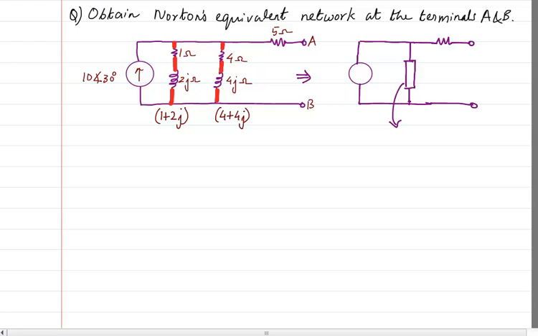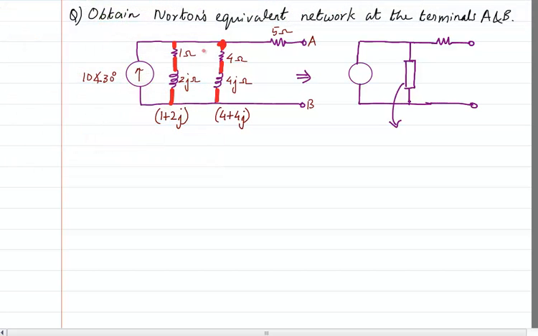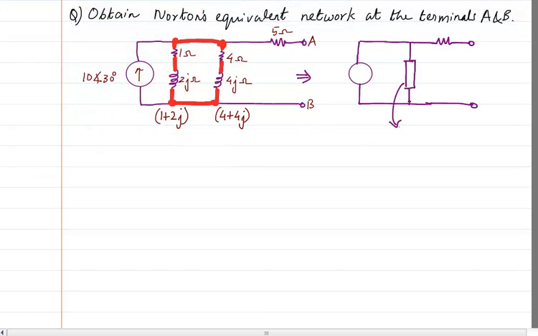Now as you can see, both of these are in parallel. Why? Because as I have already said in previous cases also, this terminal and this terminal are touching each other because there is no other element in between. Similarly, this terminal and this terminal are touching each other. So these two, both of them are in parallel, and I can write them as a parallel value. So here I will write 1 plus 2j parallel with 4 plus 4j.